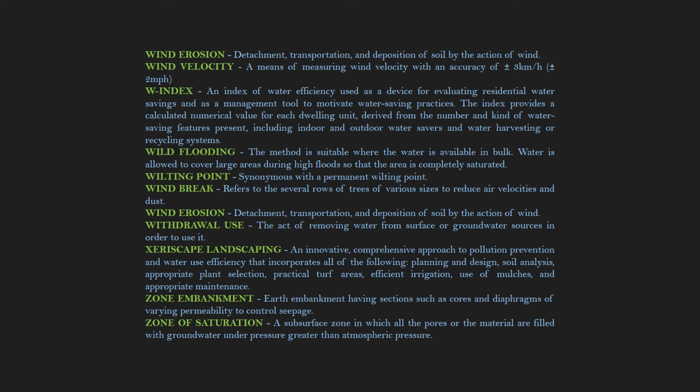Wild flooding: the method is suitable where the water is available in bulk. Water is allowed to cover large areas during high floods so that the area is completely saturated. Wilting point: synonymous with permanent wilting point. Wind break: refers to several rows of trees of various sizes to reduce air velocities and dust. Wind erosion: detachment, transportation, and deposition of soil by the action of wind. Withdrawal use: the act of removing water from surface or groundwater sources in order to use it.